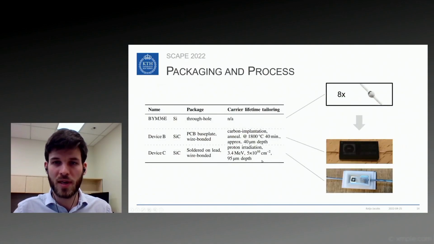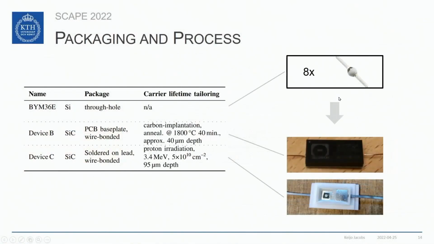Now we're going to have a look at the packaging for the different diodes. I show here the silicon diode, of which we need 8 in series. Then device B, which is the conduction optimized device, is packaged in this kind of package. And device C is soldered on the lead and then bond wired.